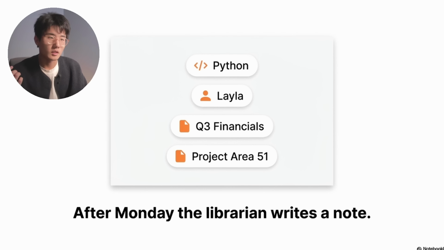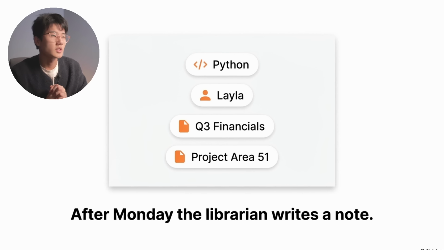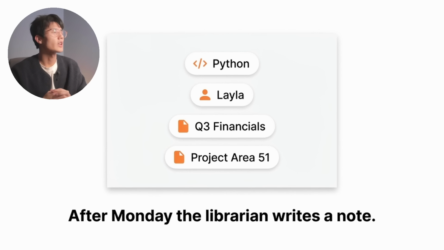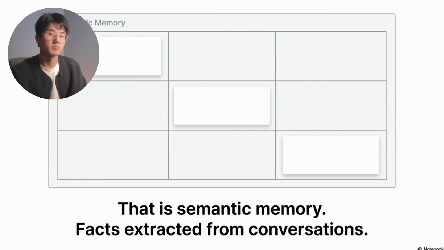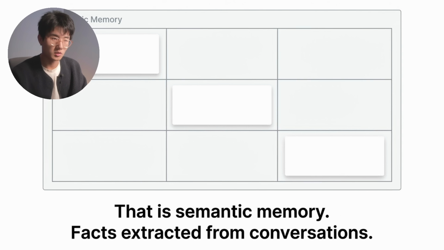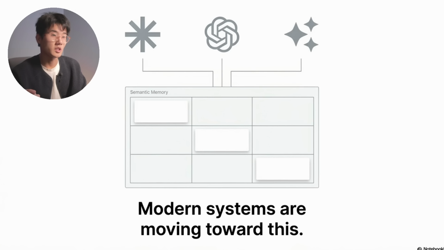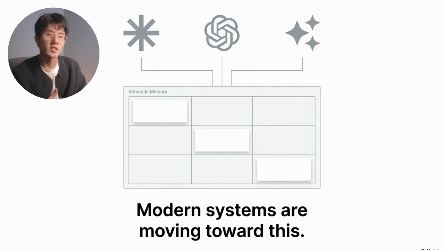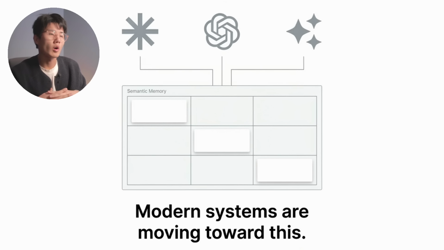And there's type 2. The librarian wrote a short note after the Monday session: Layla is working on project Area 51, needs Q3 financial report. And on Wednesday they just read the notes they have to contact. Nothing's forgotten. That is what we call semantic memory. Episodic memory, semantic memory, which is extracted facts stored in a database. Claude, ChatGPT, and others are moving towards semantic memory right now, and that is why Claude sometimes remembers things about you across conversations. I think Claude does a better job in terms of everything nowadays.